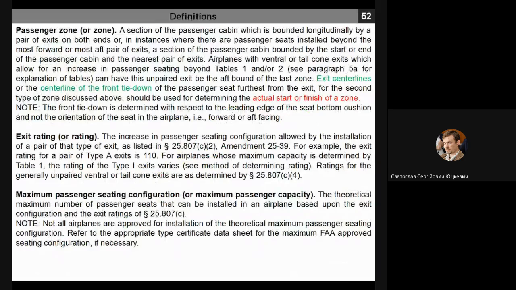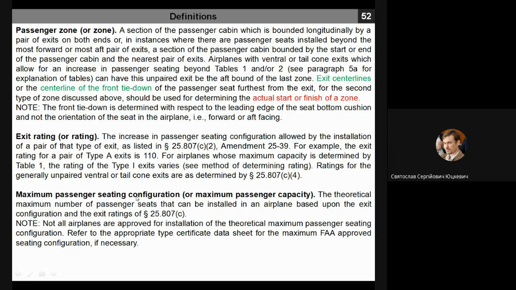Exit rating. It's a number of the seats of passengers that could be evacuated from the different type of exits. The maximum one is type A.